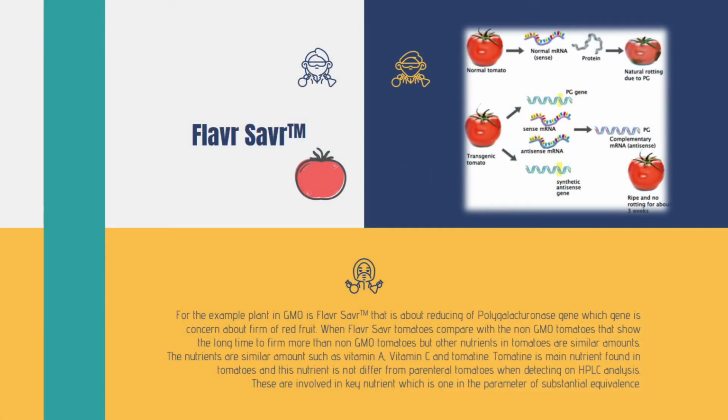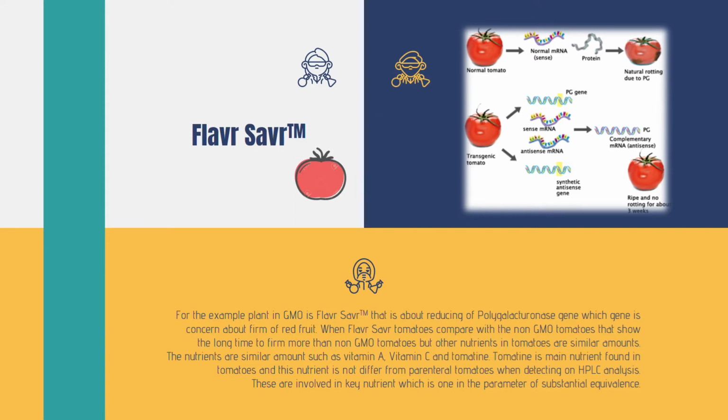The example plant in GMO is the Flavr Savr tomato. It involves reducing the polygalacturonase gene, which is concerned with fruit softening. The mechanism of this gene is the breakdown of pectin. When Flavr Savr tomatoes are compared with non-GMO tomatoes, they take a longer time to soften than non-GMO tomatoes. But the other nutrients in the tomatoes are similar.